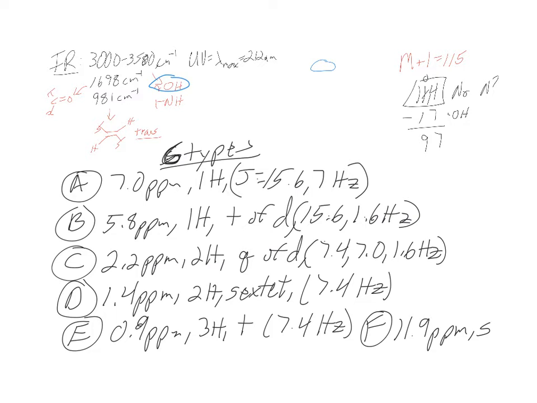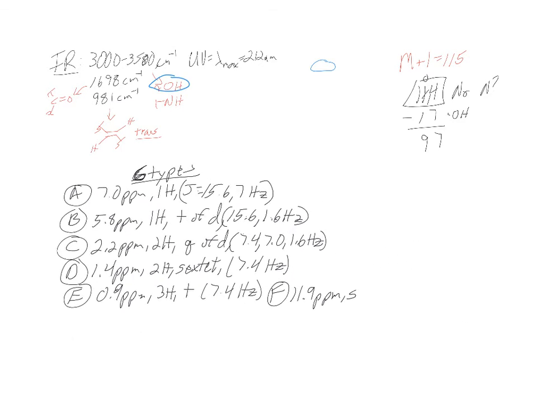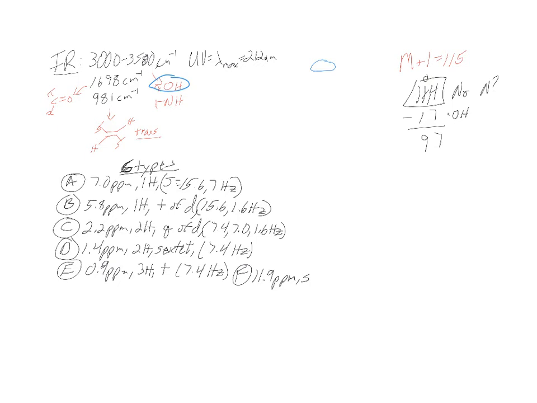So if there's any of these that I look at and immediately say, oh, I know what that is, that's what you'd want to do right now. And I think there should be one that you look at and say, I know what that is. Which one is that? Maybe that F at 11.9, a broad singlet. Is that like a carboxylic? That'd be a carboxylic acid, I would think, right? So one piece I'm going to have then, from F, is a carboxylic acid.